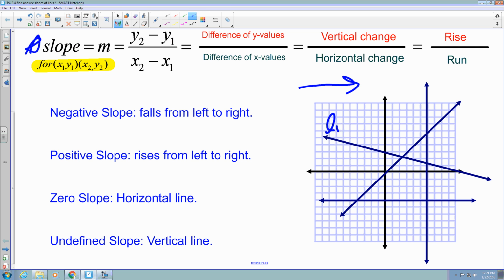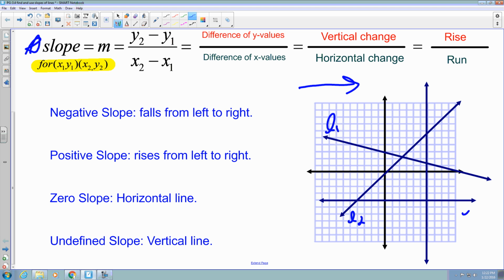And if you see the value of m has a negative number to it, it would be a negative slope. Same thing, but just the opposite with positive slope. Like this one here, let's call this line 2. It rises as it goes from left to right. And just like with negative slope, if it's a positive slope, the value of the slope will be a positive number. Zero slope is a horizontal line.